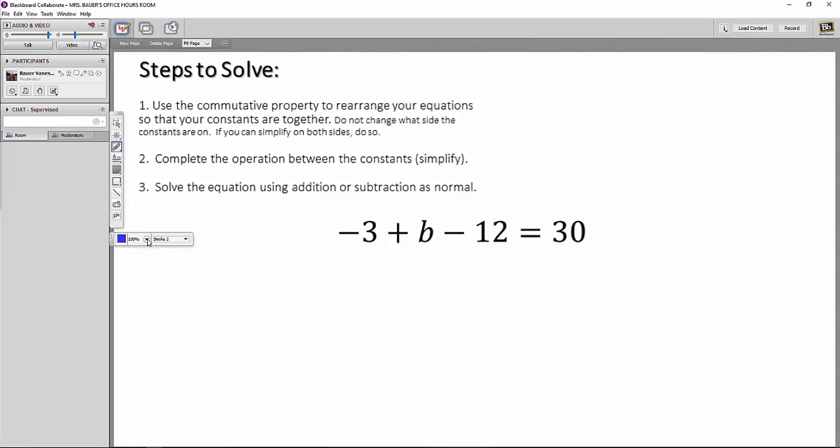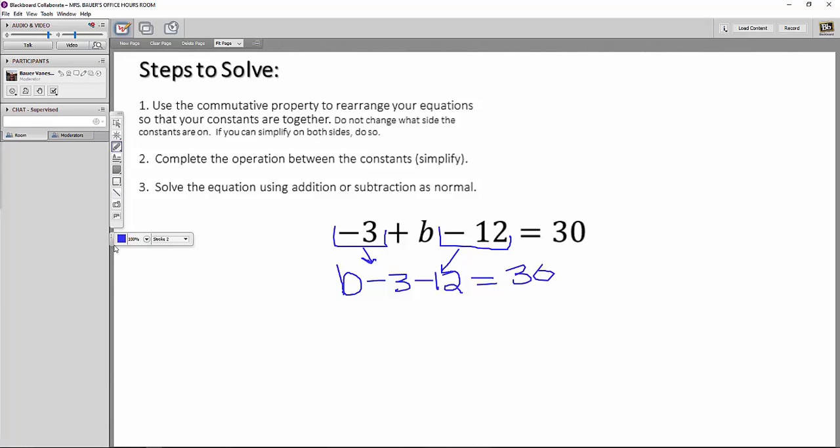Okay. Step 1, use the commutative property to rearrange your equations so that the constants are together. Here we have the constant -3. Here we have the constant -12. I want to put those two side by side. So I'm going to bring my variable out front because it's alone, and I'm going to bring down my constants. Again, notice the sign in front is also the operation, and the operation in front is also the sign.